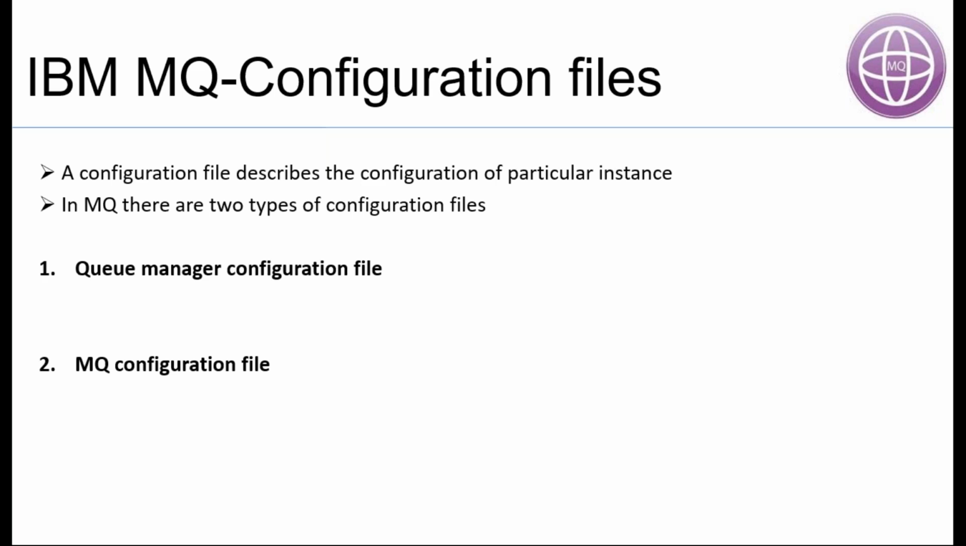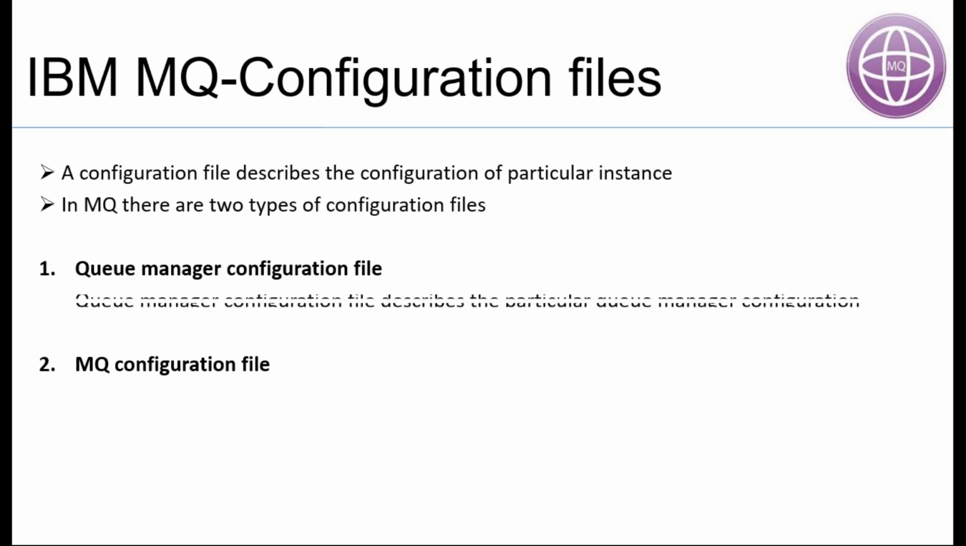By the name, queue manager configuration file describes the particular queue manager configuration. For example, in a server we have, let's suppose, 3 queue managers. Every queue manager has its own configuration, so by seeing a particular queue manager configuration, we can understand how this queue manager has been configured. Now let's come to the MQ configuration file.